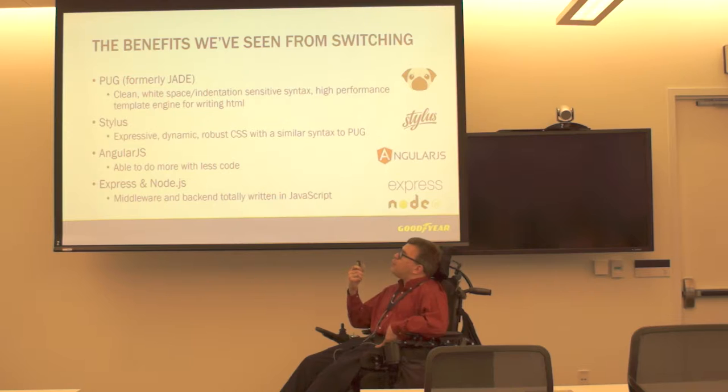Another good product that we like for doing CSS is Stylus, just because it offers quite a few advantages over SASS. It permits us to code things in a very similar way as PUG.